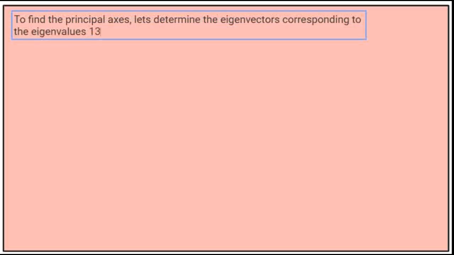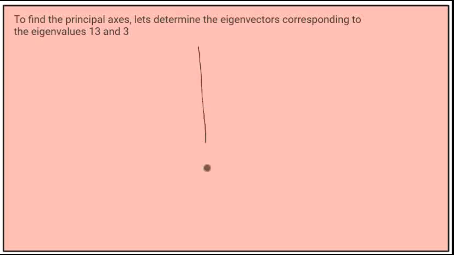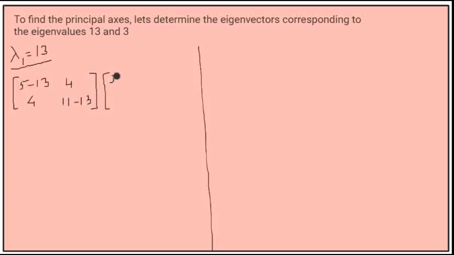The principal axis. Now to find the principal axis, let's determine the eigenvectors corresponding to the eigenvalues 13 and 3. The first eigenvalue is 13. To find the eigenvector, we have to use the equation A minus lambda I into x is equal to 0. That is the equation we are supposed to use.